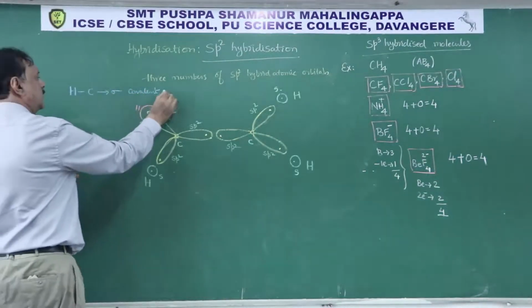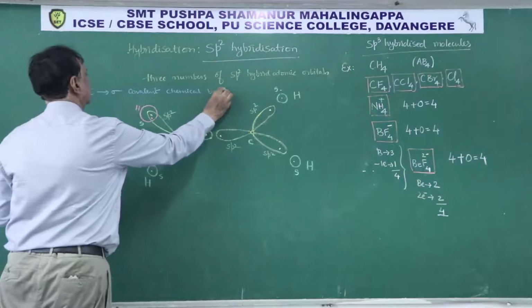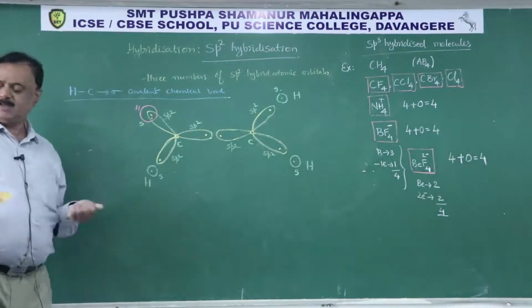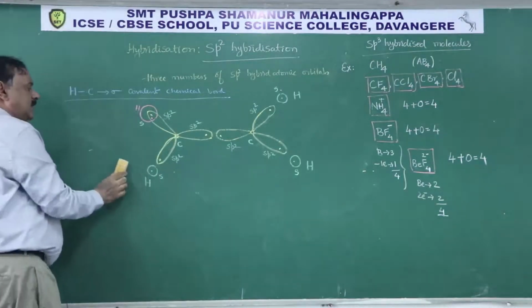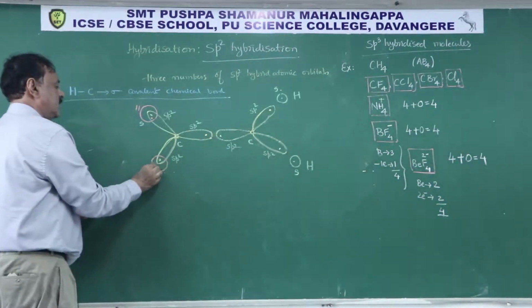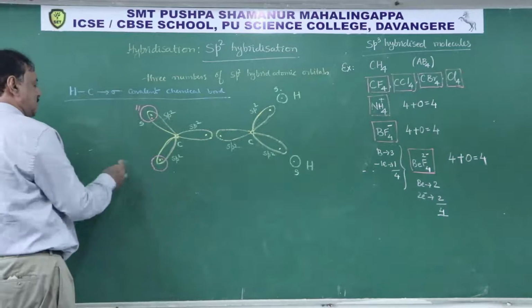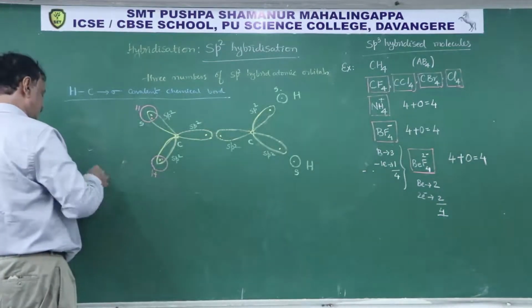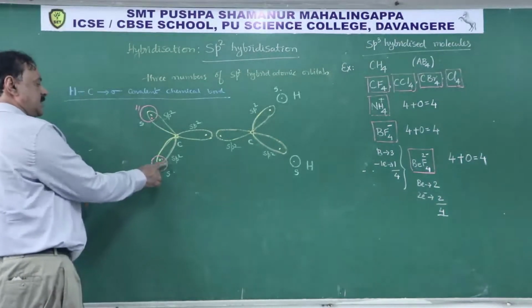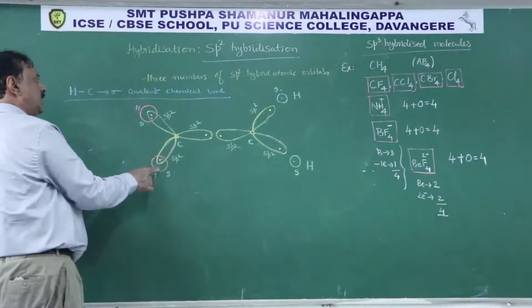Hydrogen-carbon sigma covalent chemical bond. Here also the sp2 hybrid atomic orbital has one electron, and the s atomic orbital of the hydrogen has one electron. Therefore, it leads to the formation of one bond. This is the hydrogen atom, and this is the s atomic orbital of the hydrogen atom. s-sp2 overlapping forms a hydrogen-carbon sigma covalent chemical bond.